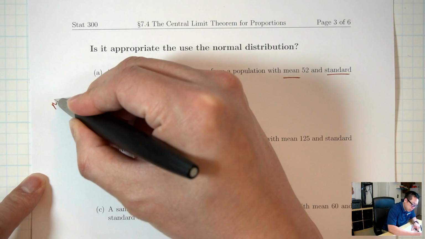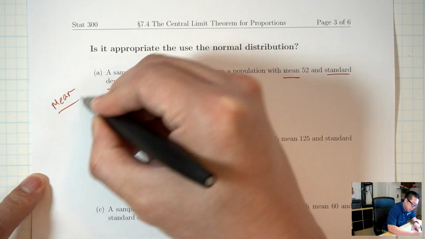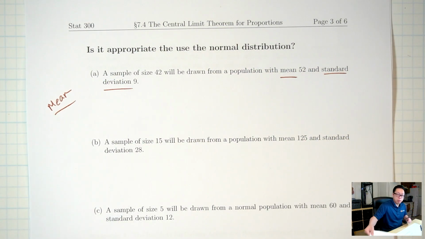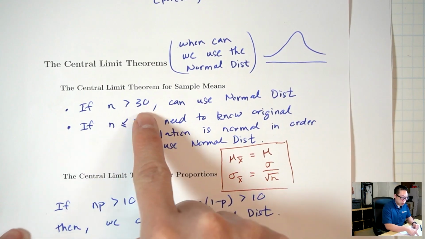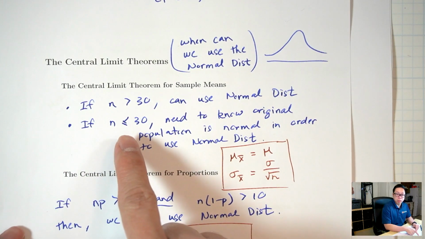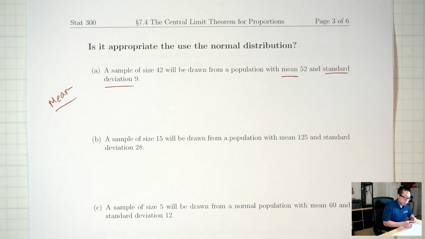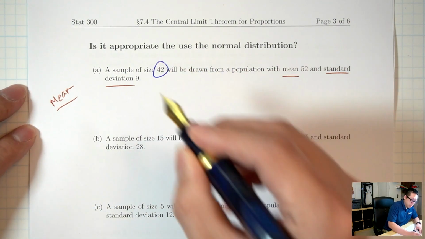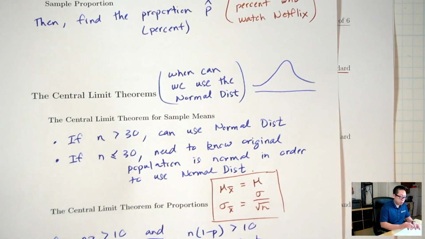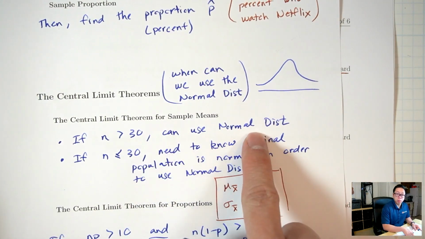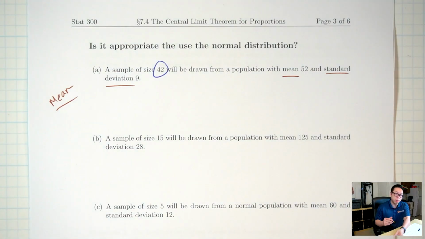So this is going to be a mean situation, which means we're checking whether the sample size is bigger than 30 or less than or equal to 30. Sample size 42, that's for sure bigger than 30. And if it's bigger than 30, then automatic yes, you can use the normal distribution. So this is an automatic yes.